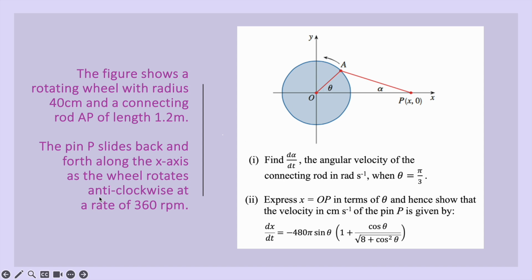We're told that the wheel is rotating anti-clockwise at a rate of 360 RPM, revs per minute, not to be confused with radians per minute. And the second question asks us for the velocity of the pin P, dx dt.